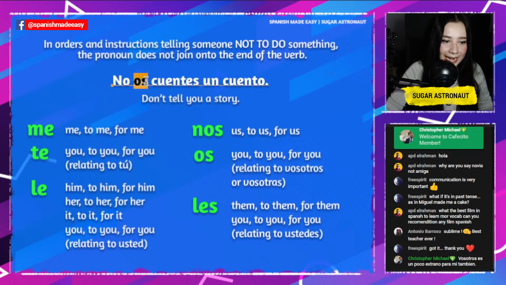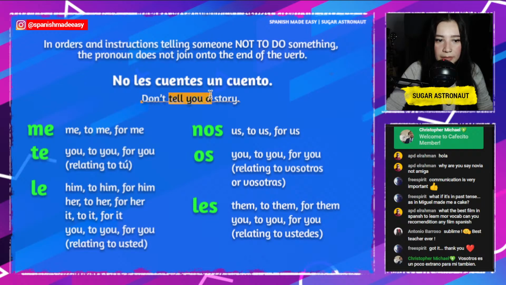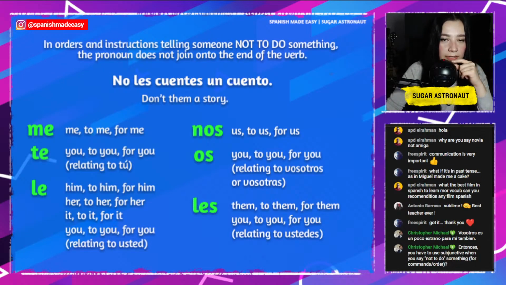No les cuentes un cuento. And this means don't tell them a story. Okay. Or to the group of people, don't tell them a story. No les cuentes un cuento. In this particular situation, it's tricky when you want to say you, plural you, from Spain and from Latin America. No les cuentes un cuento. Don't tell them a story. I can come back to that at the end. I just want to go over everything. Or what do you think, guys? What do you think?